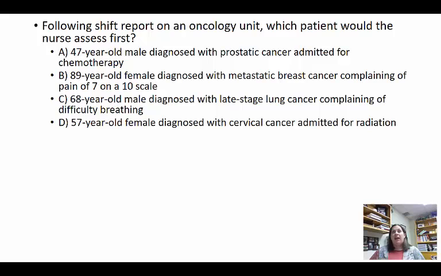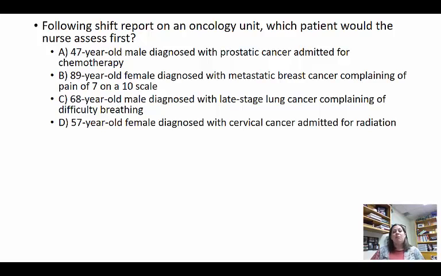They all have types of cancer, okay? But if you look at A and D, they are both there to receive certain kinds of treatments. They're not complaining of any kind of complication at this time. All right, and so you would not need to see A or D first. Now that brings us to B and C. In B, she has a very high pain level here. This could be a big complication and we would want to maybe look at it.